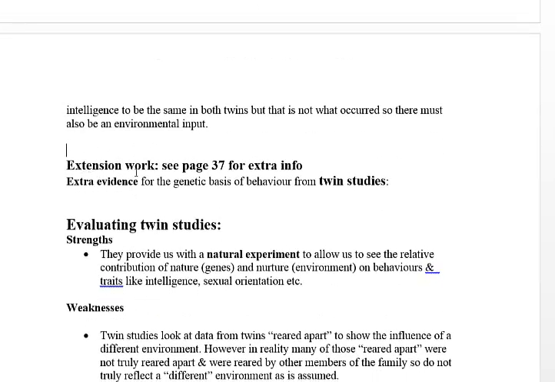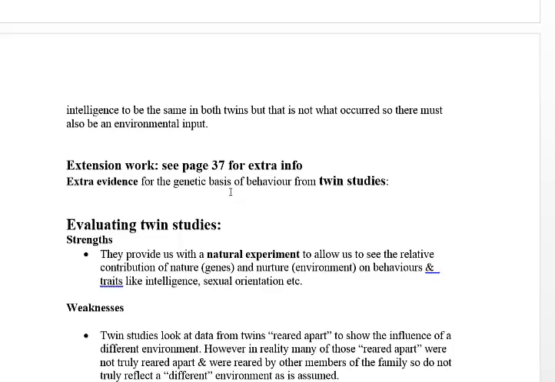Now I've put here extension work. Some of you might be interested in this, particularly if you've already got your textbooks open. There is other evidence for the genetic basis of behavior from twin studies. In the past, we've referred to things like homosexuality. I know some of you are quite interested in that with the gender topic, and a lot of you ask questions about where that comes from. Well, you might be very interested in that particular research in your textbook.